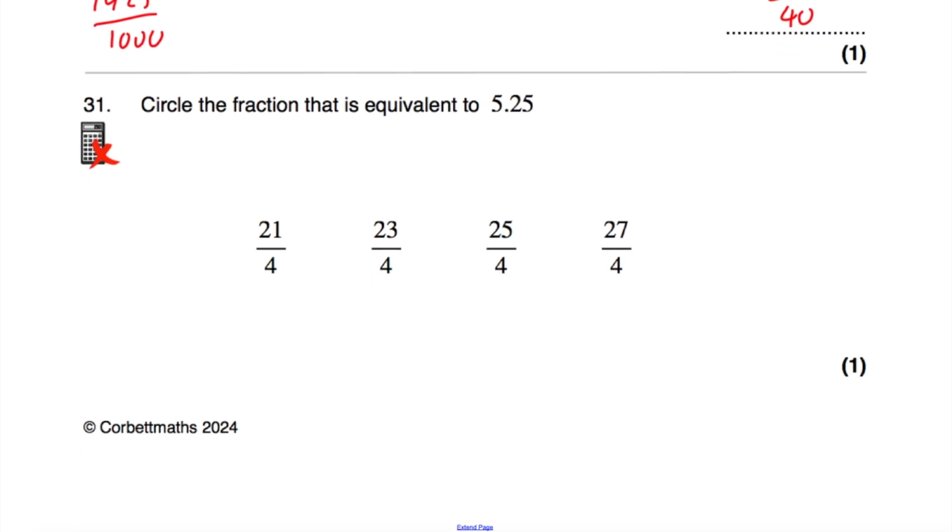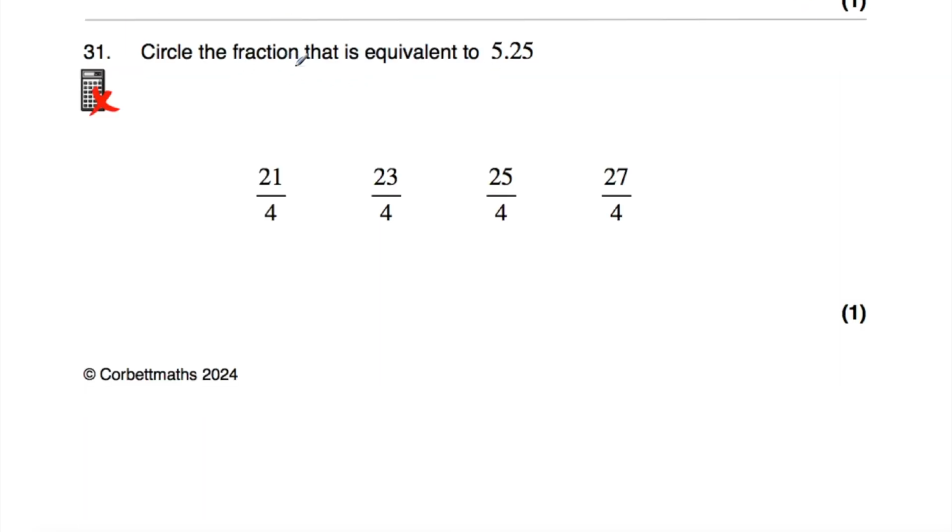Okay, question number 31. It says, circle the fraction that is equivalent to 5.25. So we've got these fractions, and we need to circle the one equivalent to 5.25. That's a non-calculator question, unfortunately. So we need to convert all these fractions into decimals, or convert this decimal into a fraction, whichever approach you prefer. And actually, I'm going to do both just for a bit of fun.